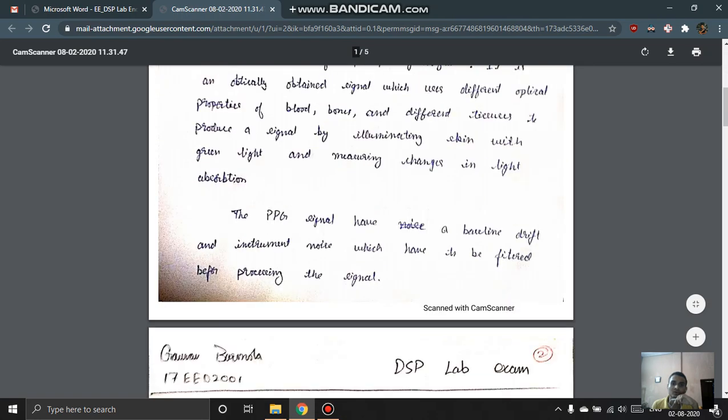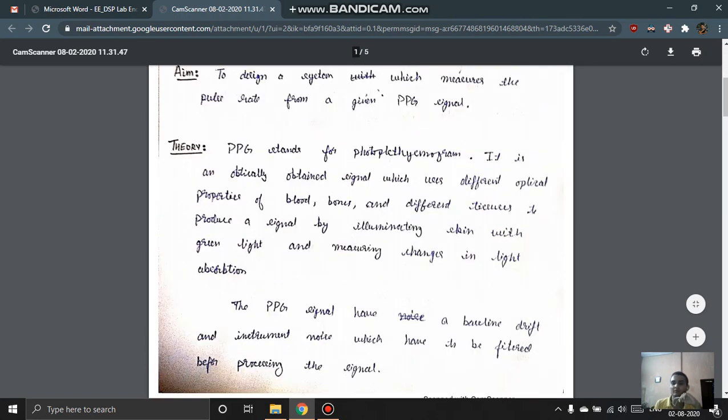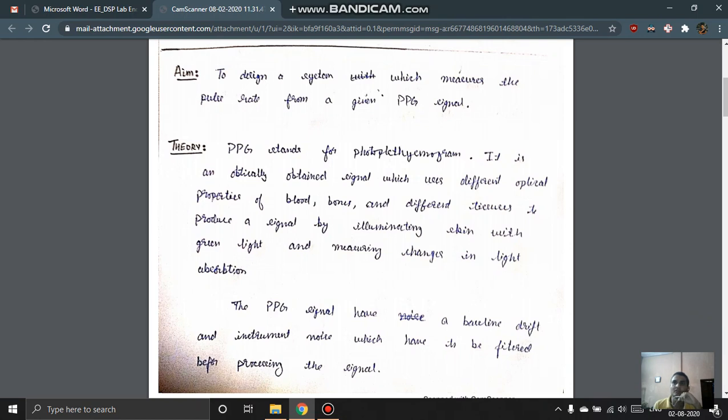First of all, some theory. PPG sensors work on the principle that different tissues have different optical properties. A PPG sensor illuminates our skin with some green light, and the different absorption of light by different tissues is used to make a signal.